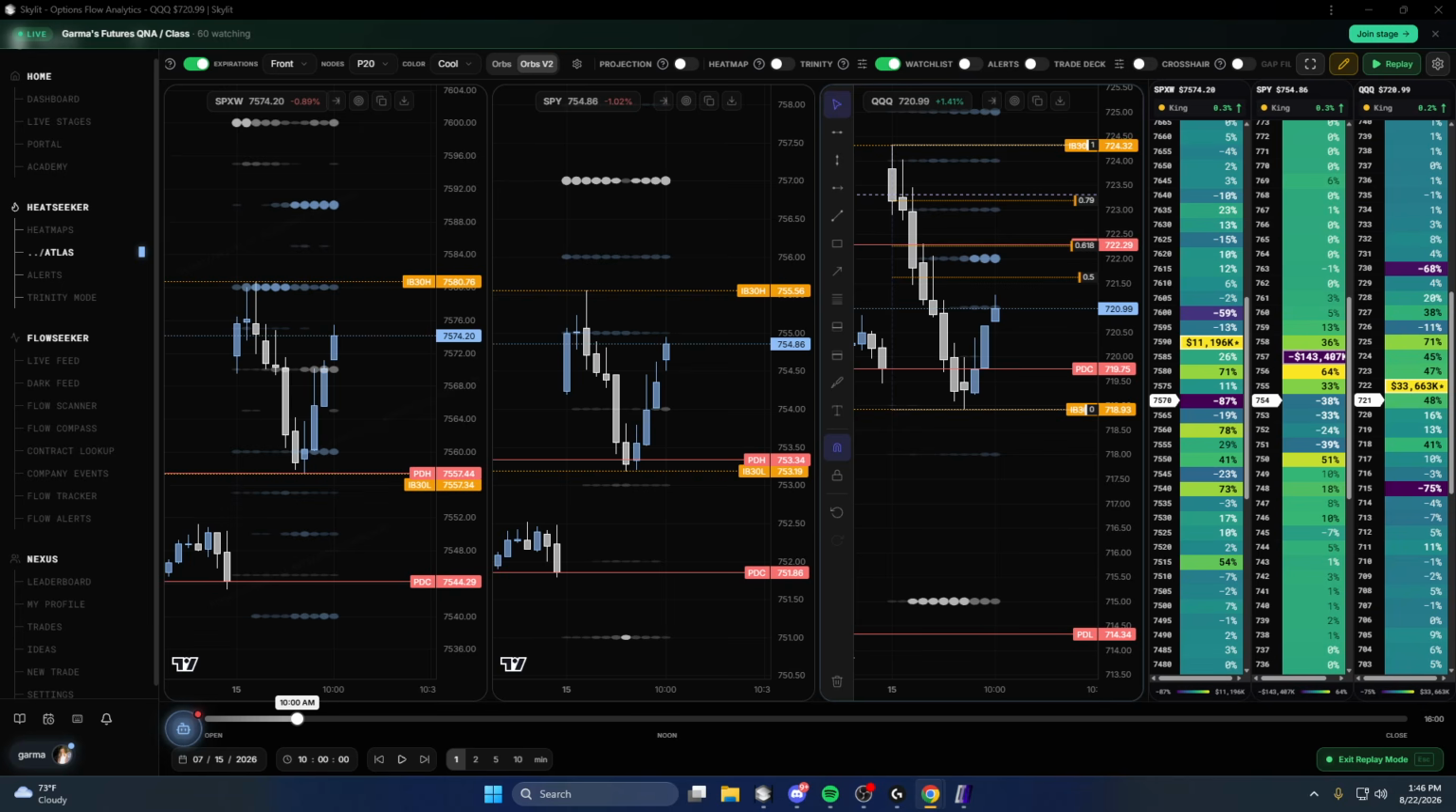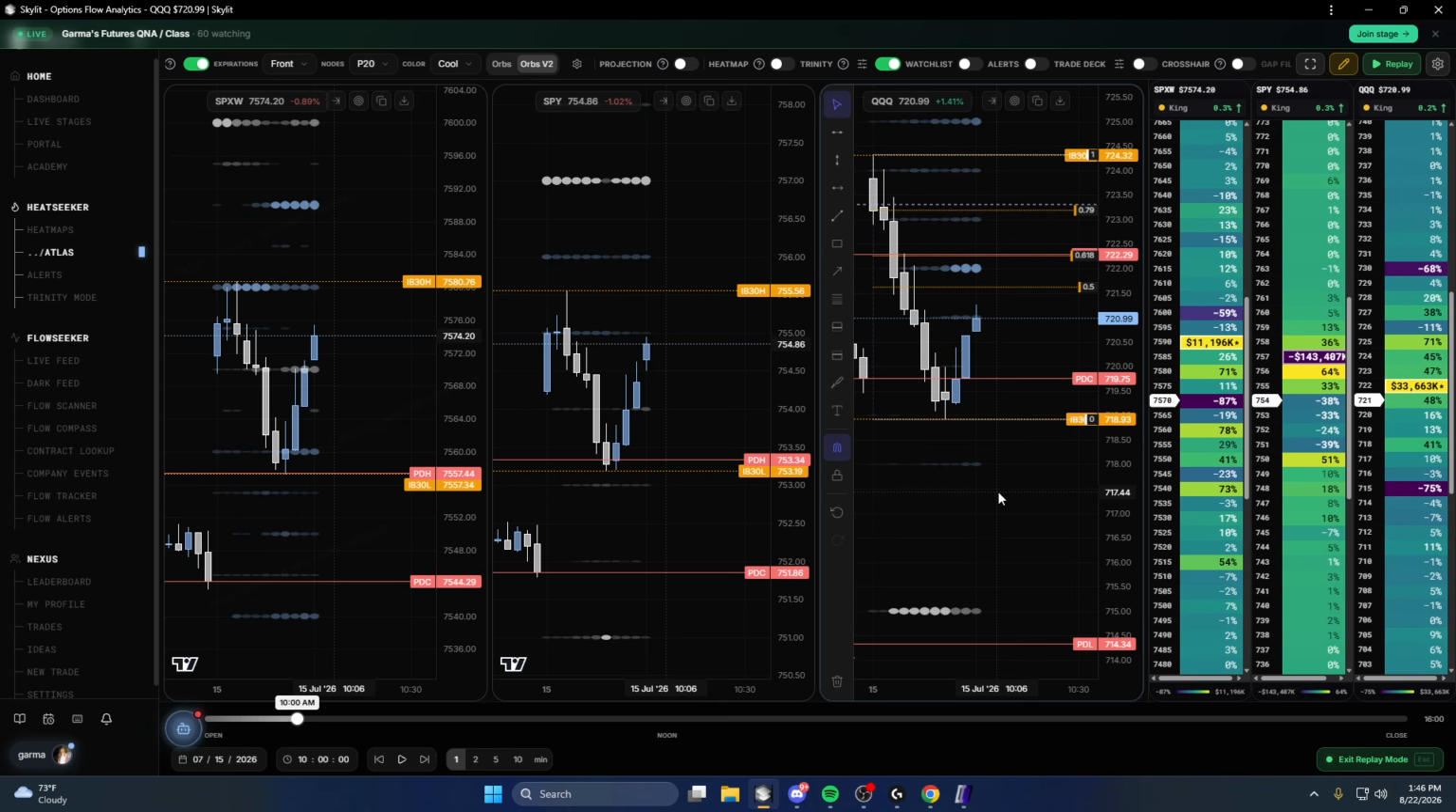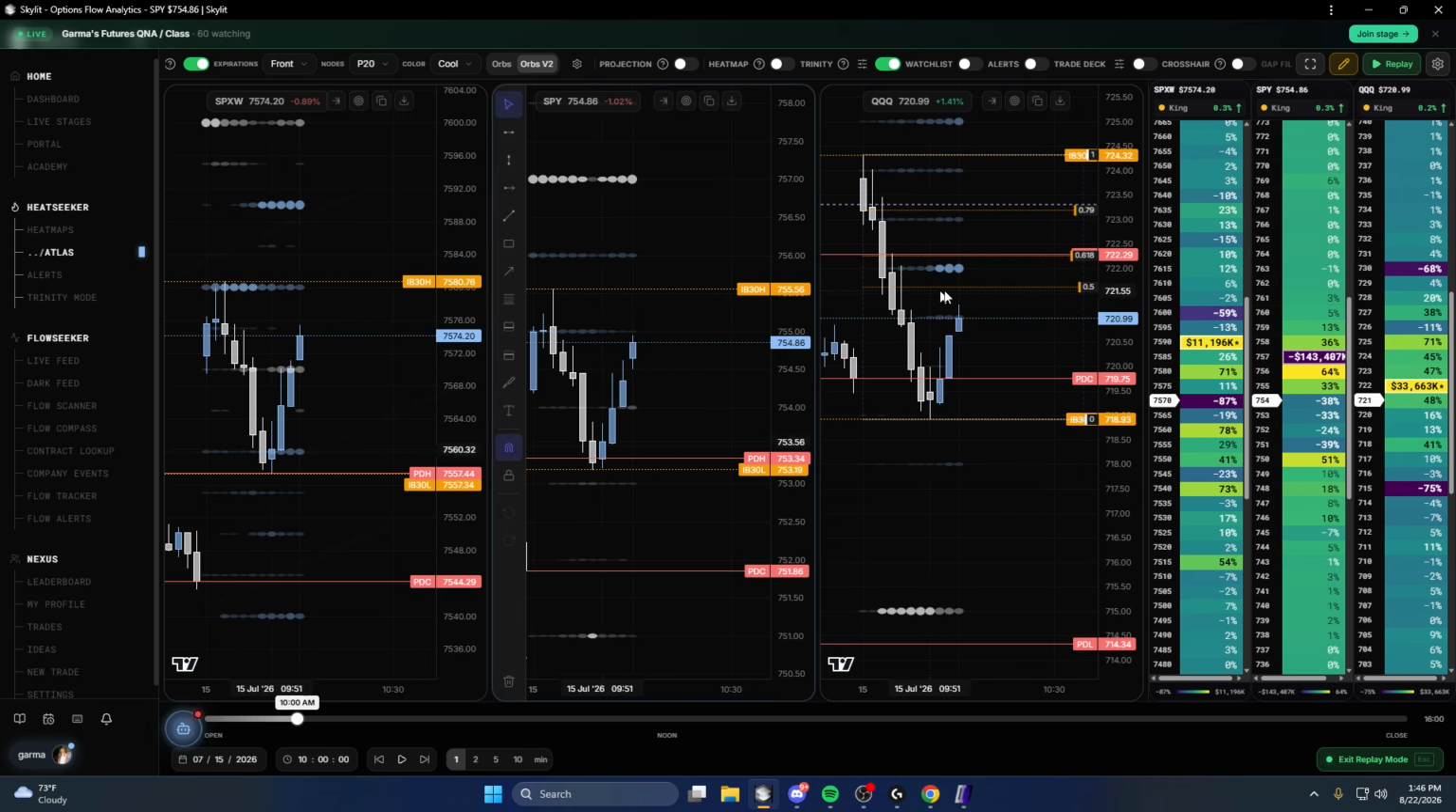Where would you set stops in futures? So I normally set a 20-point stop. That's typically like a 50-cent stop. But when it comes to options, it's different because you size for it.